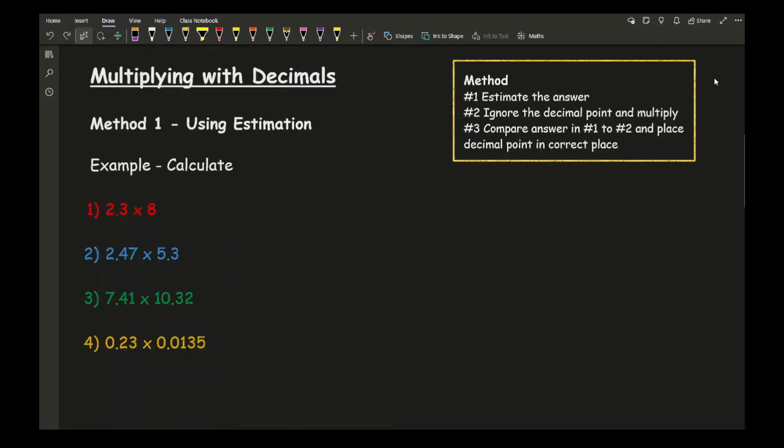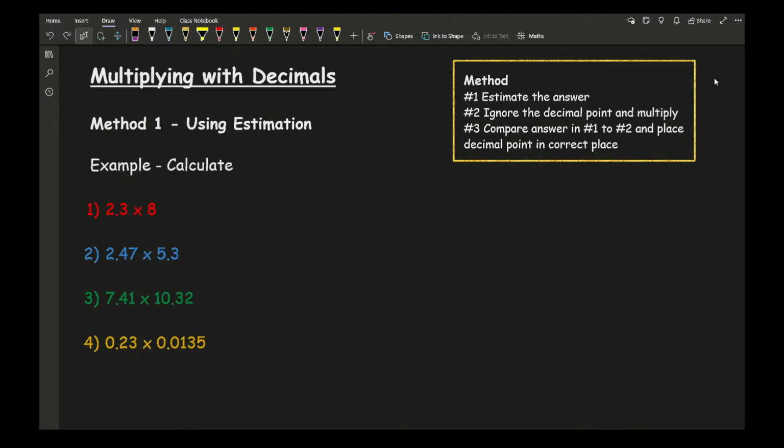Multiplying with decimals, as we mentioned, there are several methods we can use. What I'll try to do is go through the most popular methods for you to choose which one gives you the best results, and also look at the pros and cons of each method. So the first method we're going to look at is using estimation, and the method in which we do this is in the yellow box, as you can see.